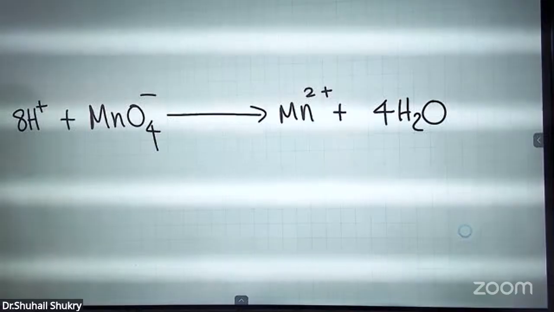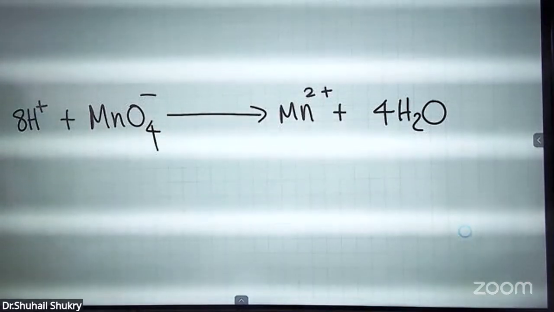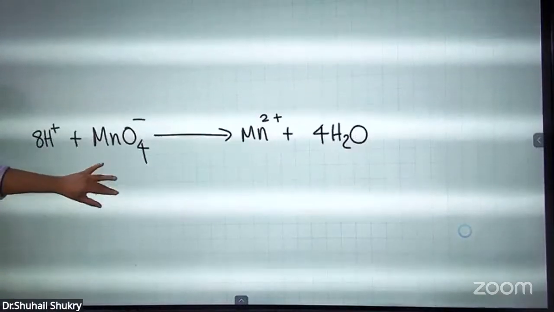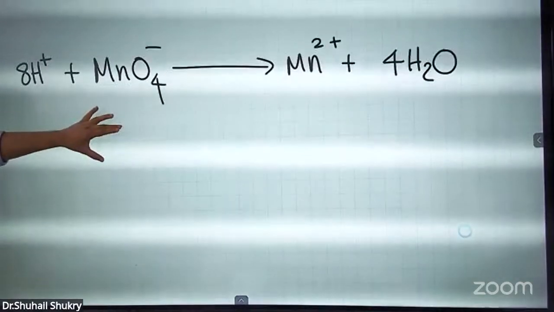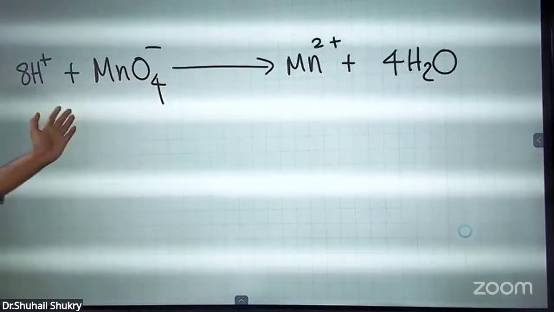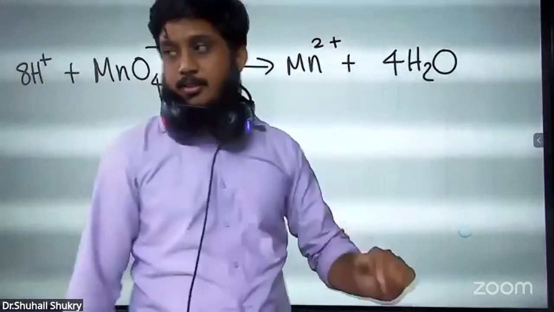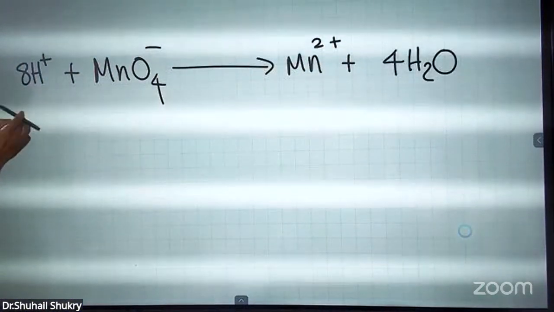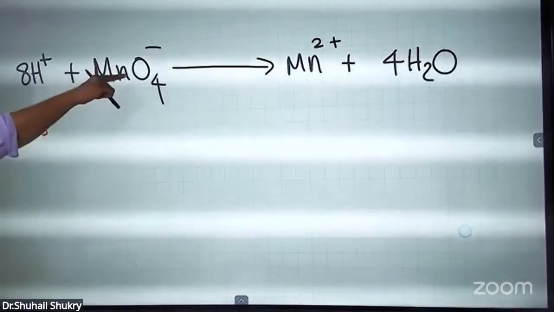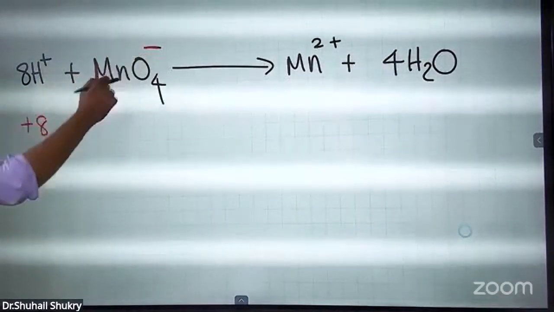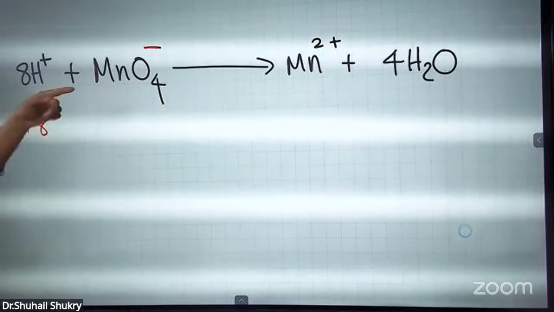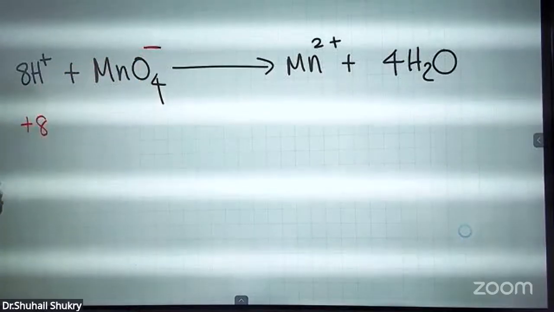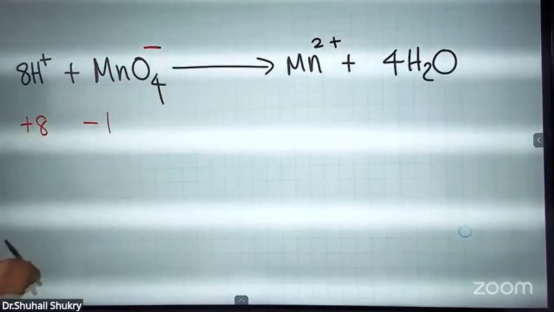Is everything clear? Now, just imagine you are a person who doesn't know anything about oxidation number. So the easy method to balance this is to balance the charges. Remember, in an equation the left side charges should equal the right side charges. On the left side, how many plus charges are here? Plus 8. This one, minus how much? Only one minus. Then the left side is plus 8, minus 1.